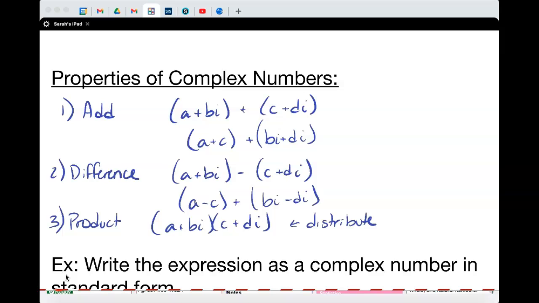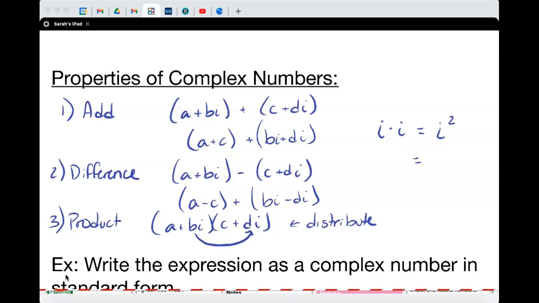But the main piece that I'm concerned about is when we multiply bi to di. So b and d would be numbers that you just multiply together. But then I have i times i, which is i squared. And so technically i squared represents something. Does anybody remember what i was actually?